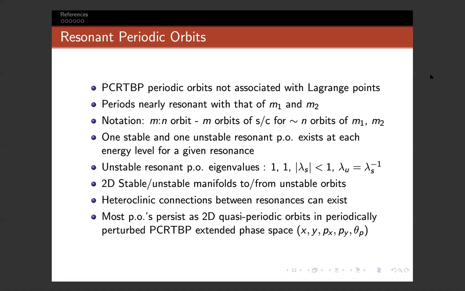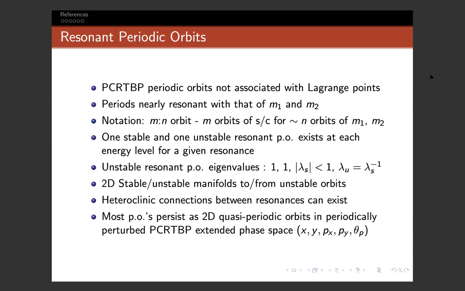And we know that these unstable orbits have 2D stable and unstable manifolds in the planar circular problem, and heteroclinic connections can exist as well. And we also can see that these periodic orbits should persist primarily as 2D quasi-periodic orbits when you add in the perturbation, a periodic perturbation, in the extended phase space.